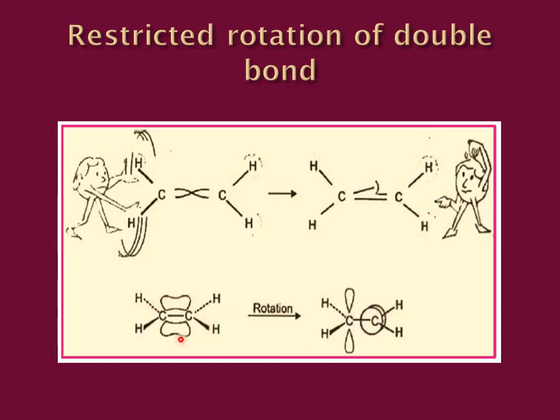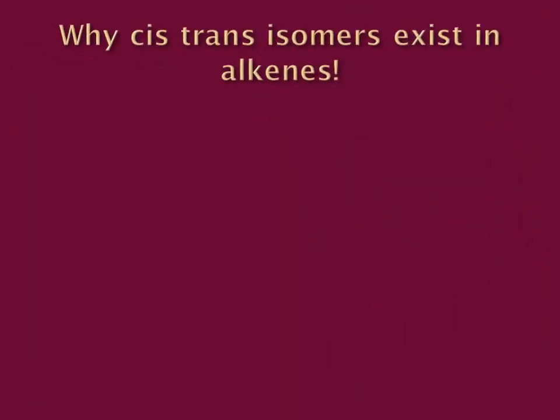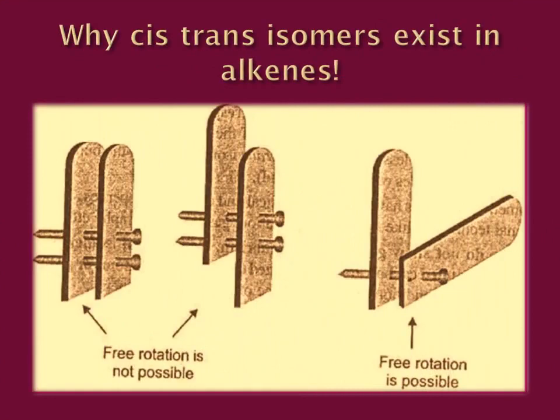Now students, let us try to understand this phenomenon by another example. Consider two boards and two nails. If we drive an iron nail through these two boards and try to rotate one board with respect to the other, the first one is fixed in its position and we rotate the second board, it easily rotates. So free rotation is possible when we drive one nail through these two boards.